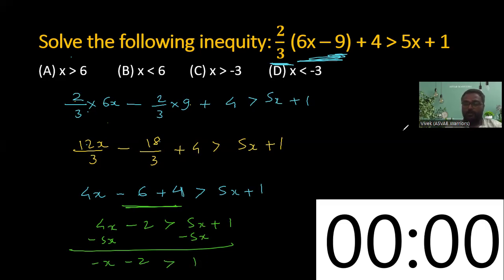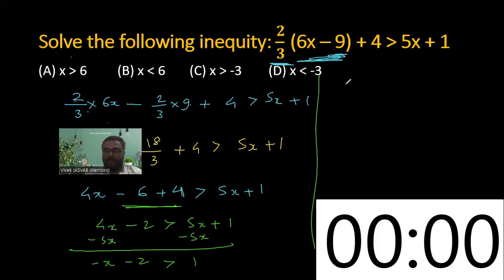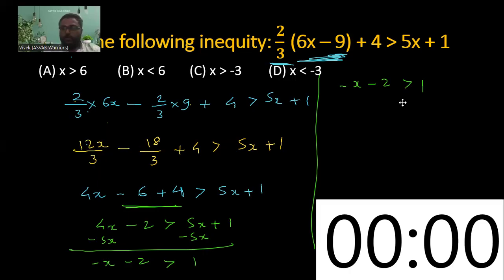You have 1 over here. So I'll start solving it in the right hand side. Negative x minus 2 greater than 1. Now, what am I going to do? I'll add 2 to both the sides. So we have negative x greater than 3.